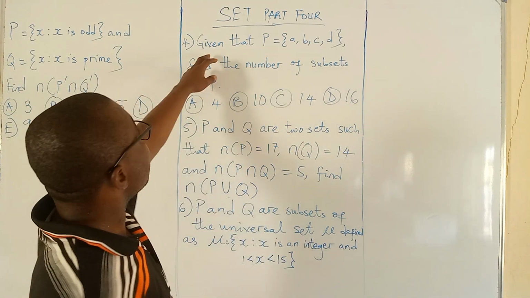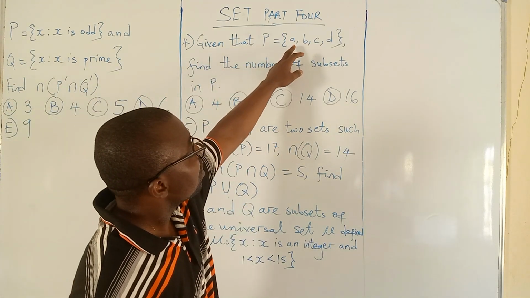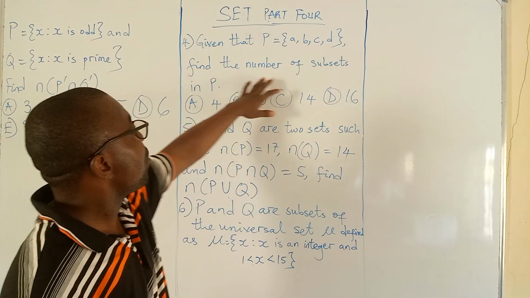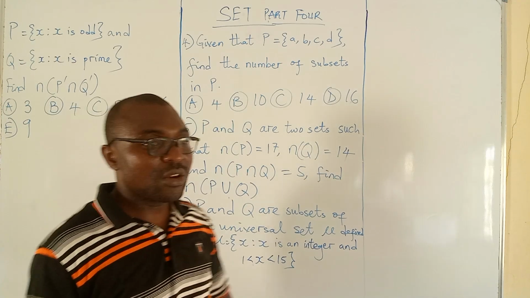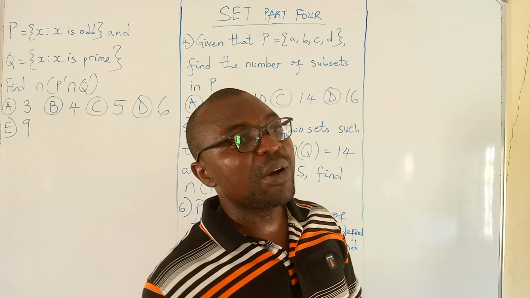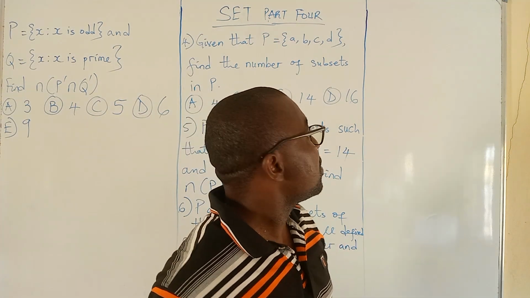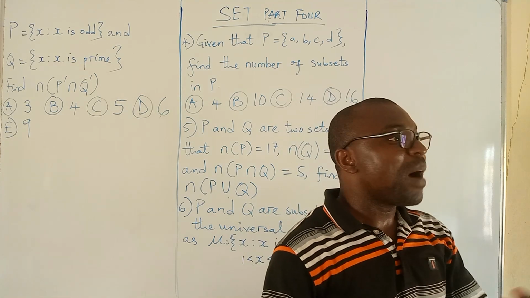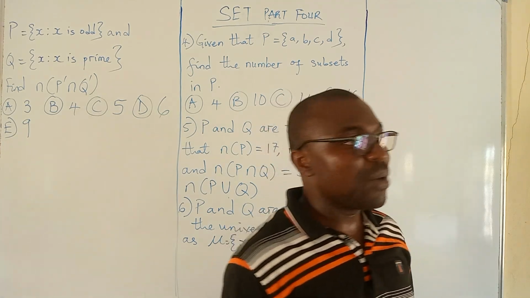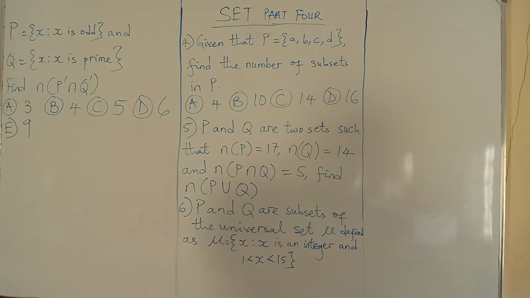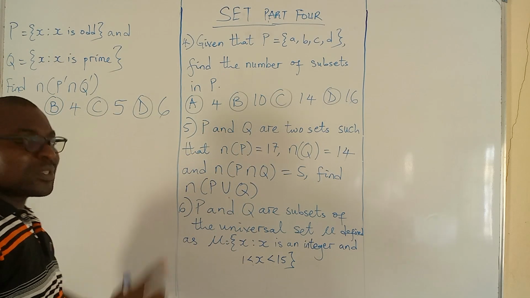The first one is: given that P is equal to the set of A, B, C, D, find the number of subsets in P. The number of subsets in P is simply the number of power sets. Remember, we said power set is the set of all the subsets of a particular set.